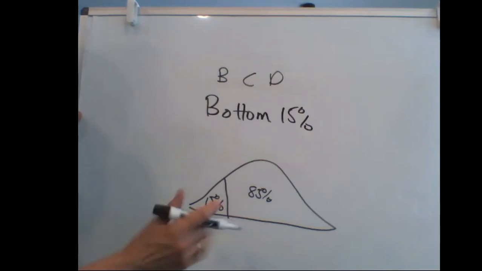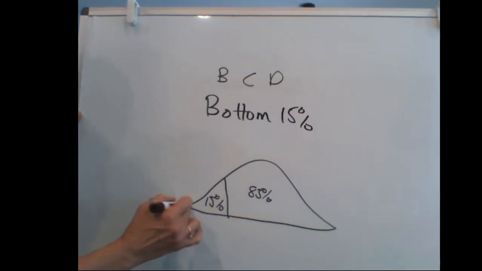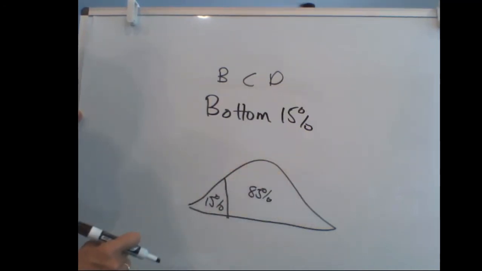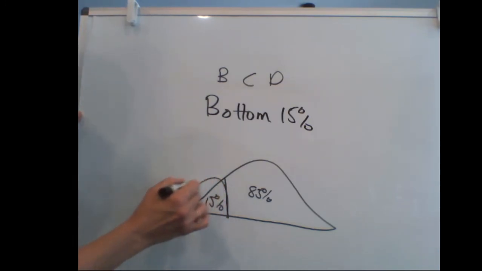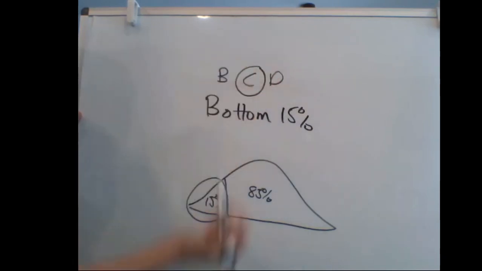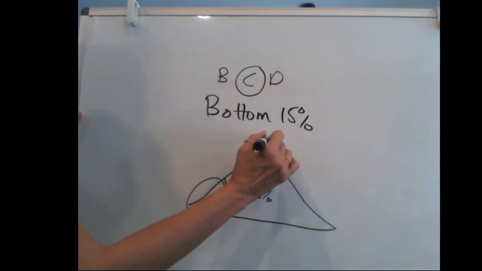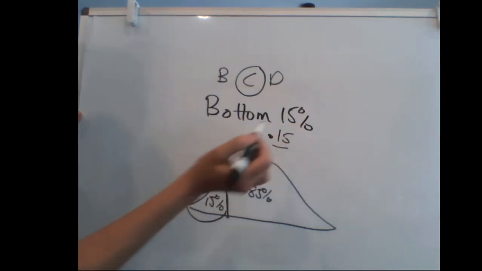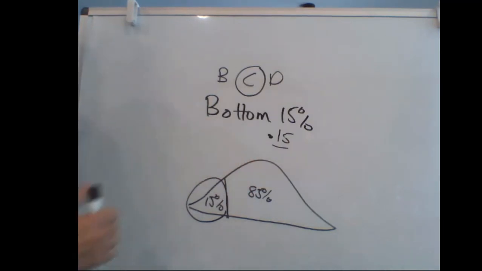For this last one, you were asked to find the z-score that sets off the bottom 15% of the distribution. We have 15% here, that means we have 85% above. So what we're going to need to do is again look at column C, the tail area, for the z-score that has 15% in the tail. Another way of writing 15% is 0.15. So look for 15% in the tail.